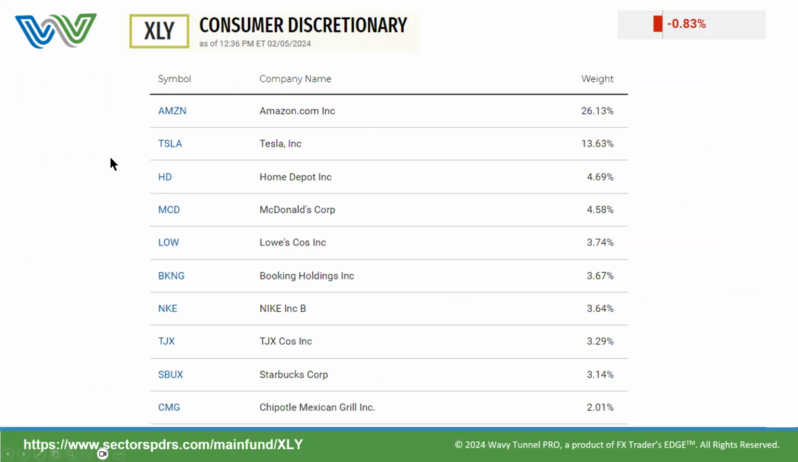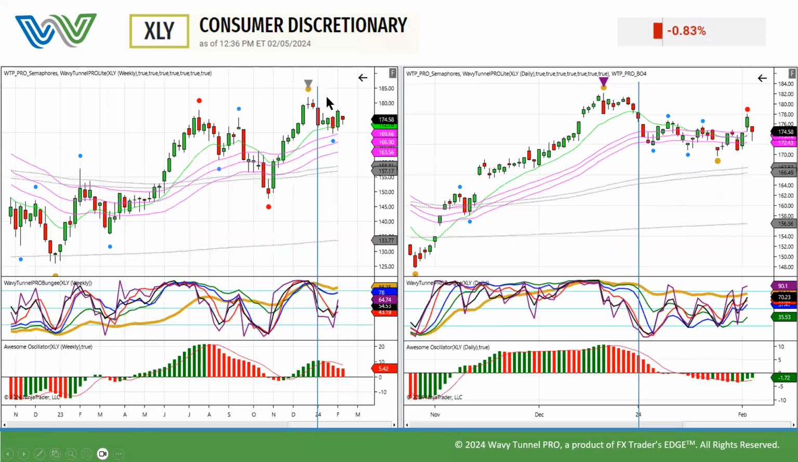Let's look at XLY. Since the beginning of the year, where we see the blue vertical line, we have traded sideways more or less and came right down into the wave here on the weekly. And we've come right down into the wave on the daily. Now, this is a sideways market. So this is still bullish.